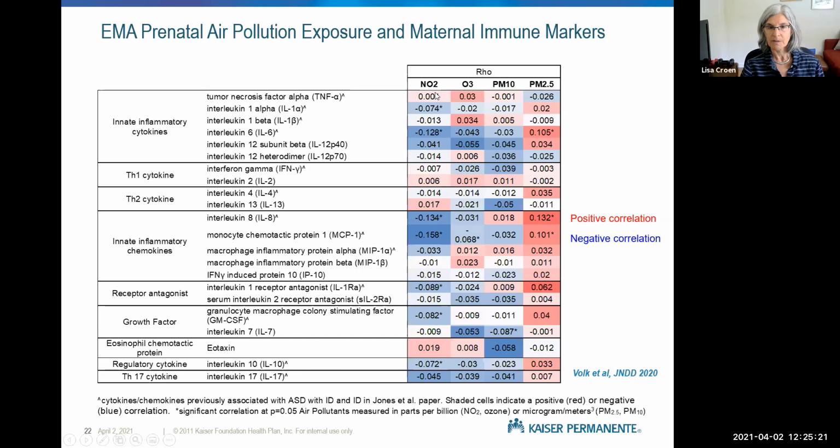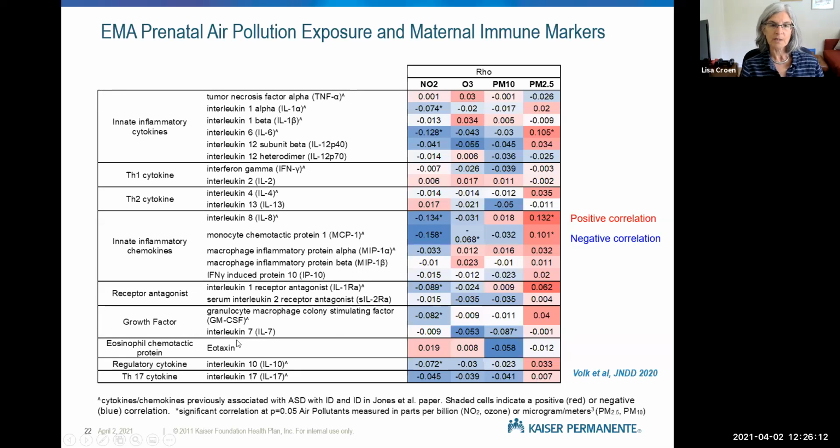And you can see the different pollutants we looked at: NO2, ozone, PM10, and PM2.5. And the ones with this little caret are where we do see significant correlations between maternal immune marker levels and air pollution exposures. They are often overlapping with the cytokines and chemokines that we previously found associated with autism with intellectual disability. So this has been very interesting. This was published. I'm not sure if the date is 2021 or 2020. I think this is out already. I don't think it's in press anymore.